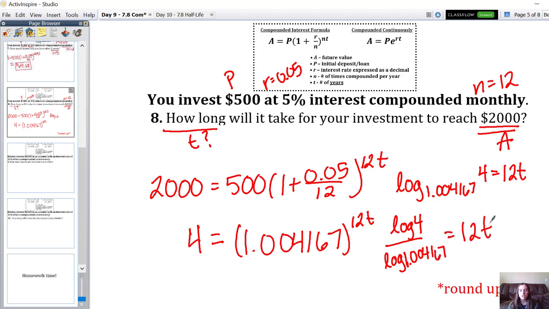So I'm going to put that in my calculator. And I got 333.4032869. And I'm going to divide by 12. And I got 27.78. Now when we're talking about years, we're going to use whole numbers. We're going to round this up to 28 years. So this is going to take 28 years to go from $500 to $2,000, which is kind of a long time. Try and get a better interest rate.